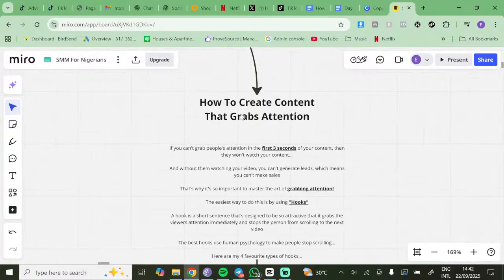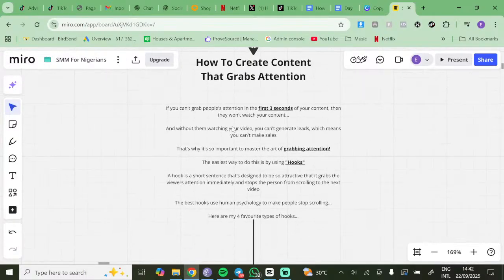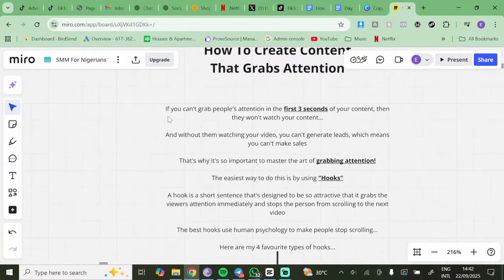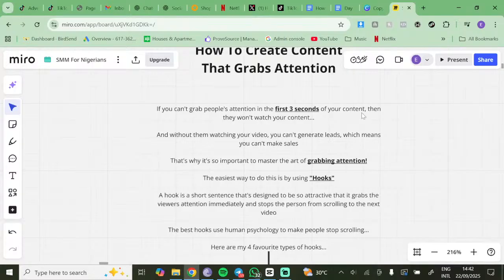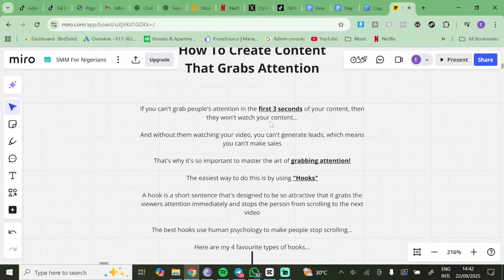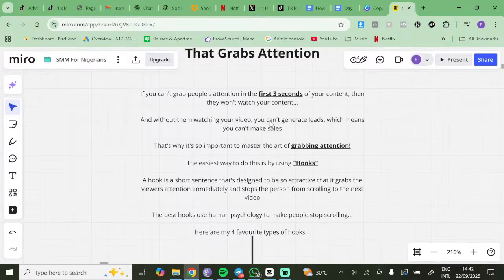So here's how you can create content that grabs attention. All right. So now, if you don't grab people's attention within the first 3 seconds of your content, then they simply won't watch your content, right? Because people have very short attention spans. If you think about it, when you're on TikTok, most times you just scroll through videos, right? You might see a video and you take 2 or 3 seconds to look at it. If it's not interesting to you, you scroll past. And that's exactly how 99% of people are on TikTok or on Instagram or even on any social media, right?